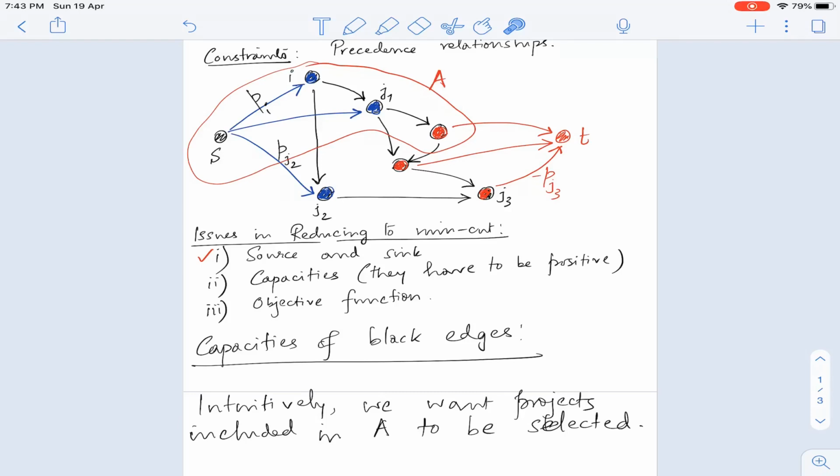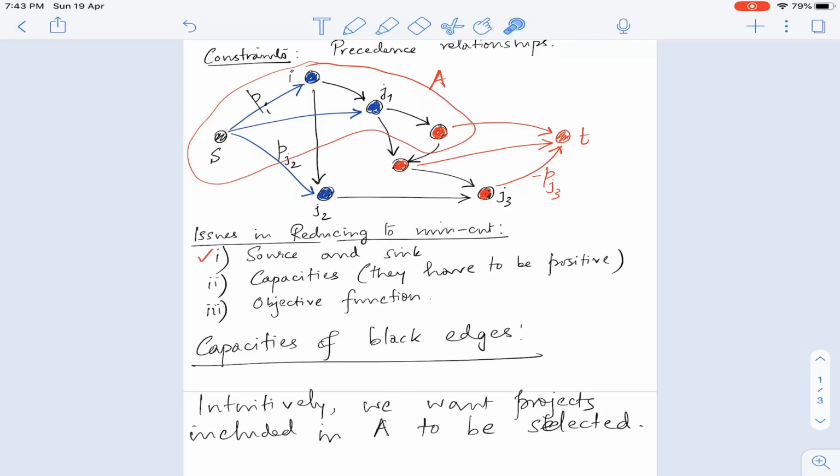There should not be any black edge that crosses my cut. Now, how do I make sure? You might be wondering, how do you make sure that the ST cut which you have found does not have any black edge crossing that cut? Is it even reasonable to believe that this is possible? The first thing I want to claim is that this is actually reasonable to believe.